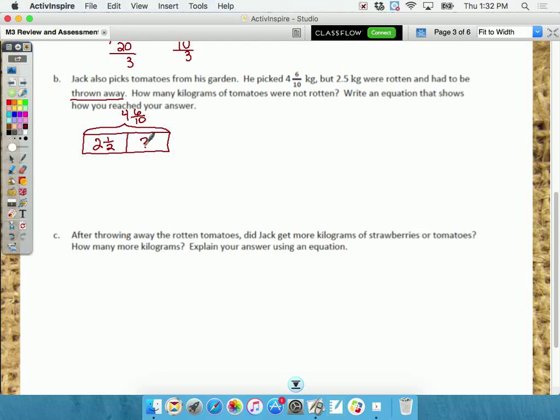Says threw away. So is that add or subtract? Subtract. So 4 6/10. You want to do your whole numbers first? What's 4 minus 2? So 2 6/10 minus 1/2.